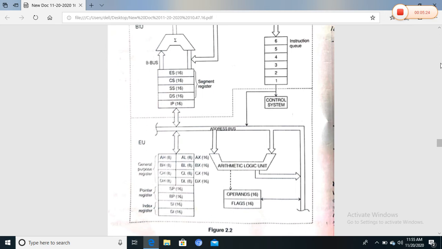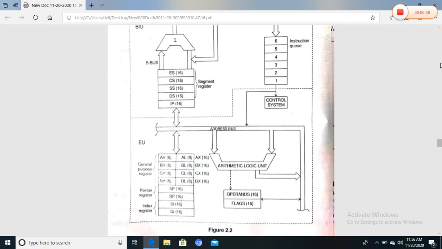The data segment register points to the data segment of memory, where the data is stored. Next, the stack segment register is used for addressing the stack segment of memory, which is used to store the stack data. And next is the extra segment, which is essentially another data segment of memory, used to store data and results.